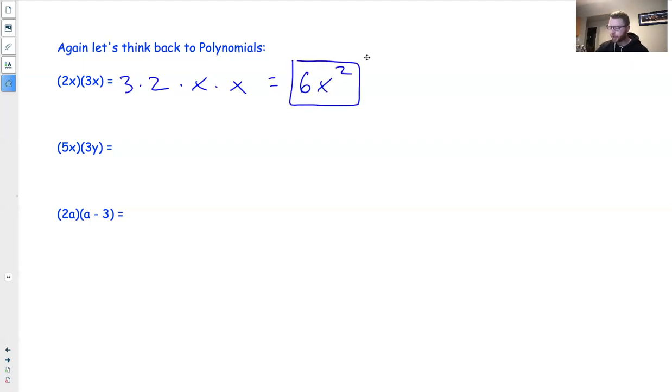Okay, so even when we have two different variables, we can just multiply the coefficients out front and then group the different variables together after, okay? So here we will have 5 times 3 times x times y, and that will give us 15xy.